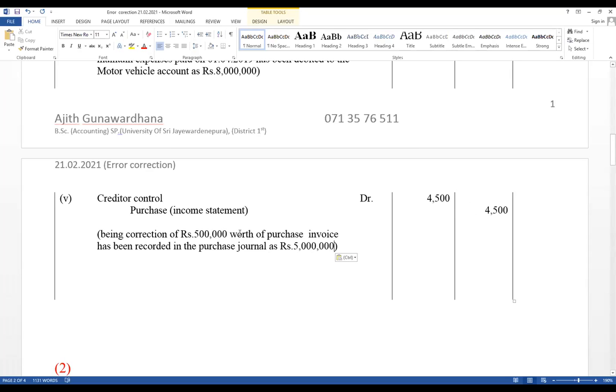Purchase is expense. It has been recorded overcasted value. If expense increase, effect for profit decrease. Therefore, as a result of this error, effect for profit decrease, for correction should be added.